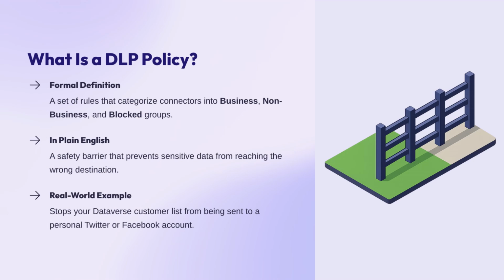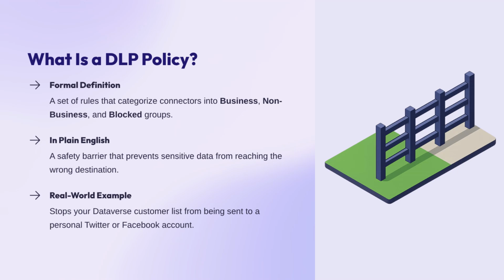This brings us to connector classification. The technical documentation defines this as the process of assigning every connector in your environment to one of three groups: business, which handles sensitive data; non-business, for personal or social data; and blocked, for services that should not be used at all. To speak naturally, it is choosing your teammates. The most important rule in the Microsoft world is that a business connector and a non-business connector cannot talk to each other in the same app.